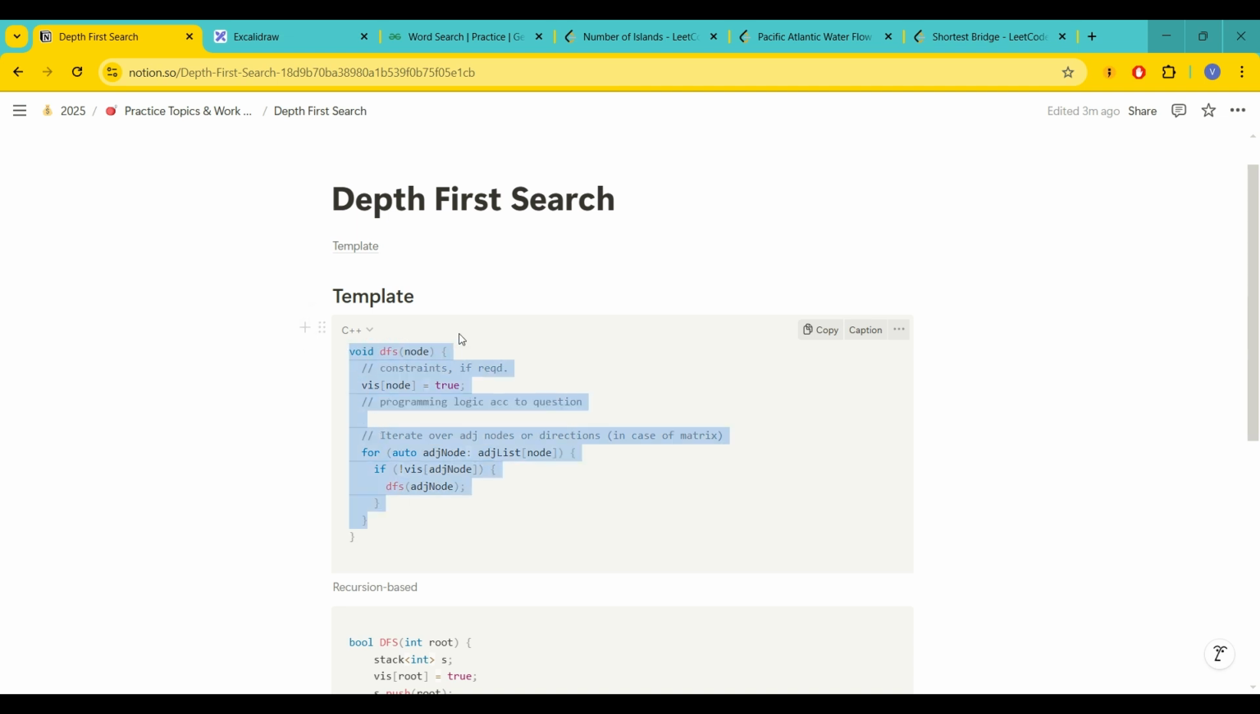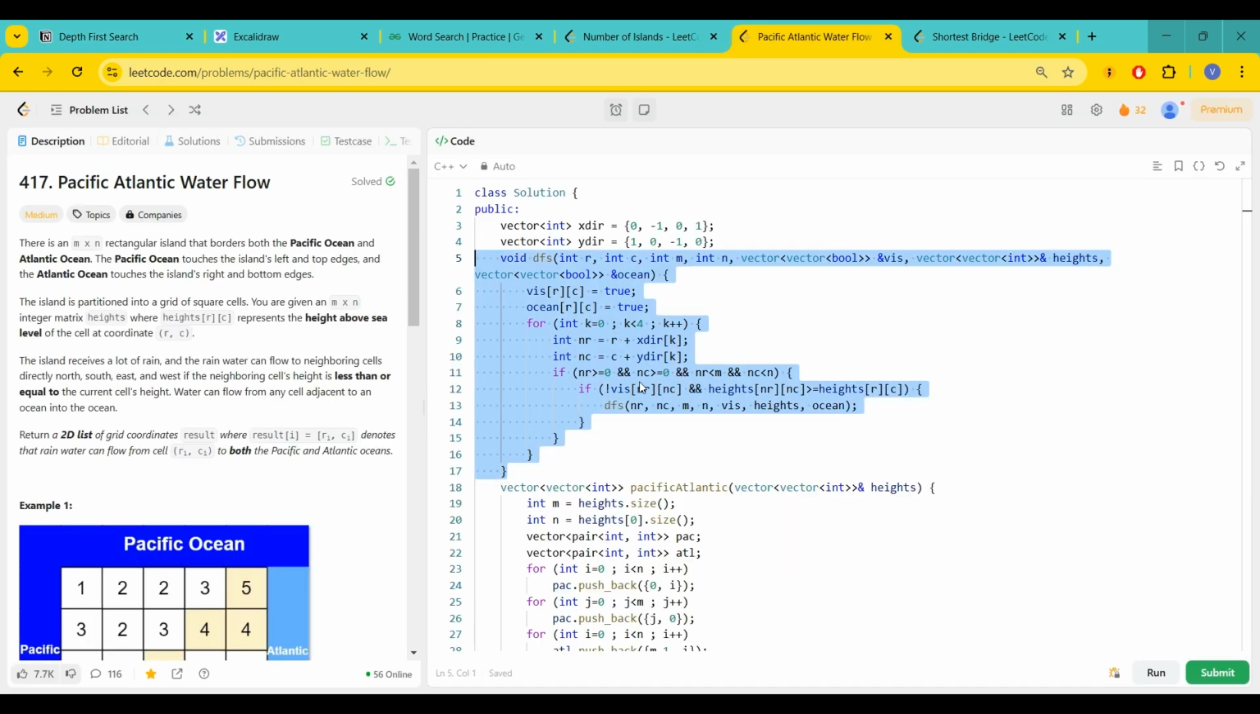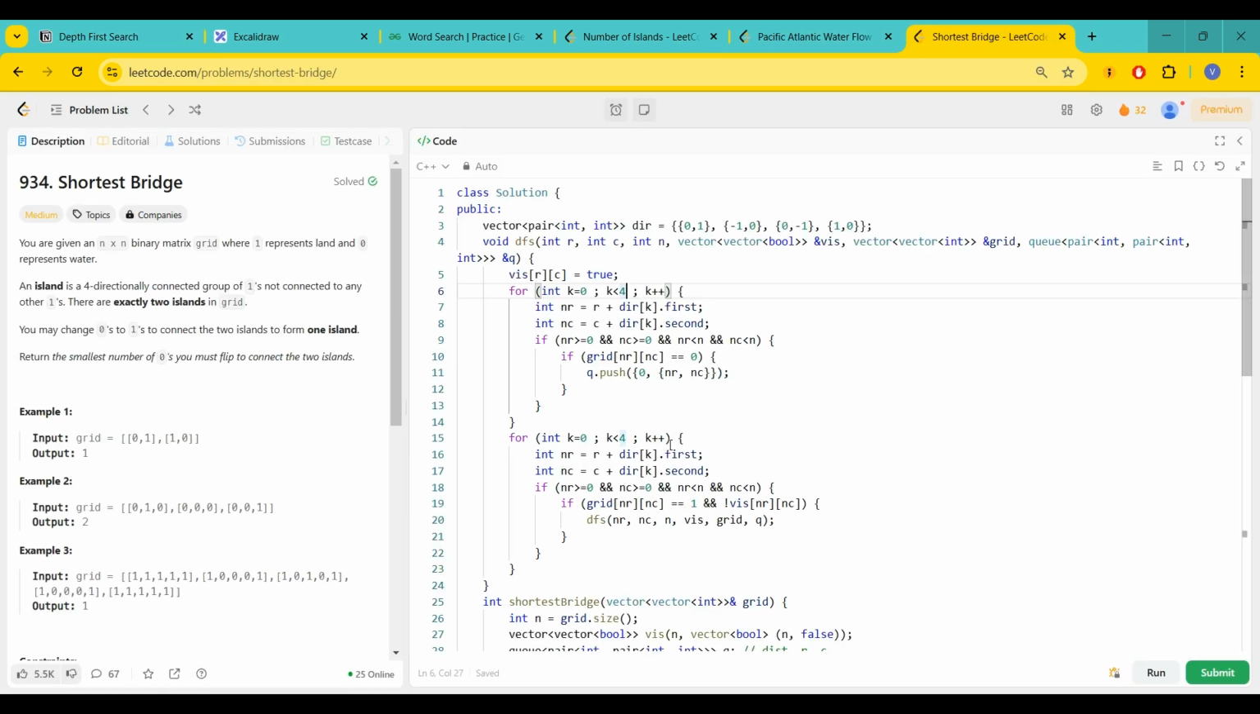And during the interview, if we think about these small things, whether we should mark it visited here or we should mark it visited here, all those small confusions just add up during the interview. That's why I have certain templates for all the algorithms. This is the first video, and I'll try to work on other algorithms and bring their templates as well. So yeah, let's move to the fourth question, which is shortest bridge.